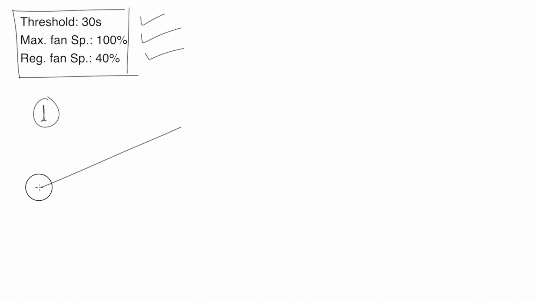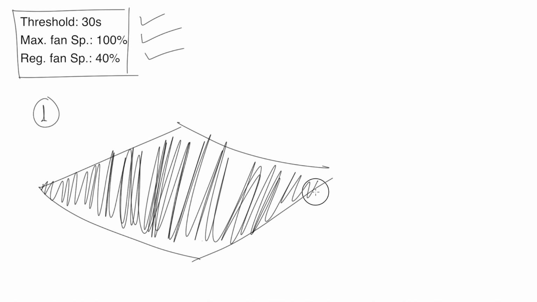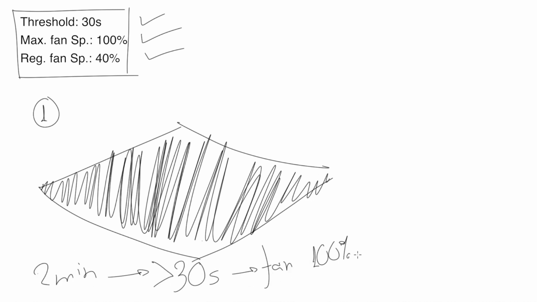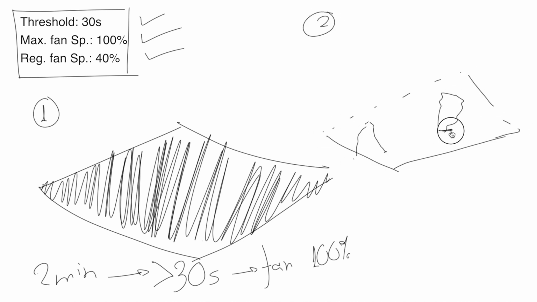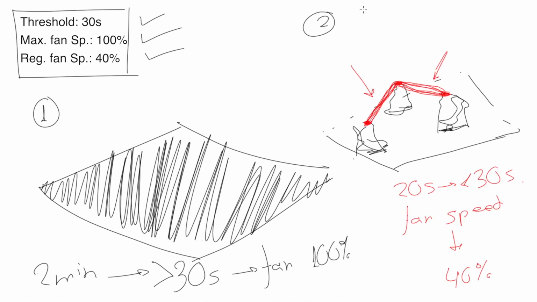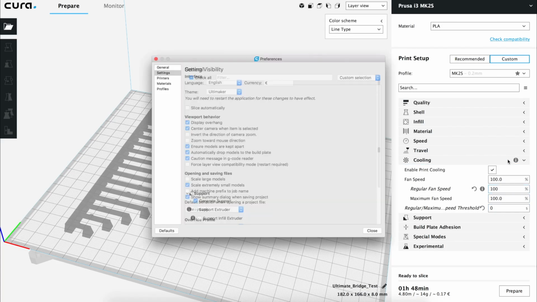Imagine we set the threshold to 30 seconds, the maximum fan speed to 100%, and the regular fan speed to 40%. For example, in a big solid layer that is going to take 2 minutes to print, the fan will be running at 100%, while it does not really need to. And maybe in other smaller and faster layer, it will be running at 40%, but actually this second layer has two bridges where the speed needed for the fan would be 100%. That's why I don't like to use any of these three options, and I'm gonna disable them.